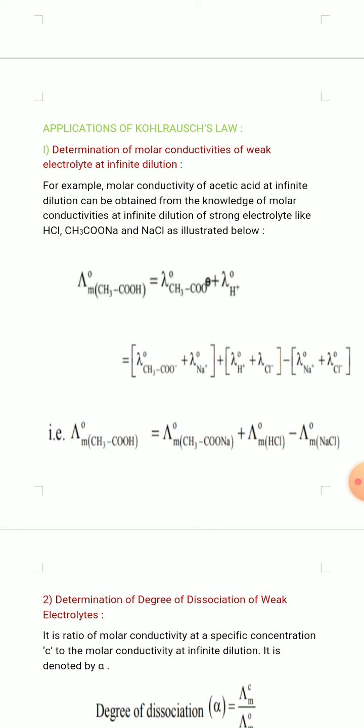So you can calculate lambda 0 m for acetic acid by using the values of lambda 0 of sodium acetate, hydrochloric acid and NaCl. You have to write it in this manner. Okay, so lambda 0 m for acetic acid is equal to lambda 0 m for sodium acetate plus lambda 0 m for HCl minus lambda 0 m for NaCl.